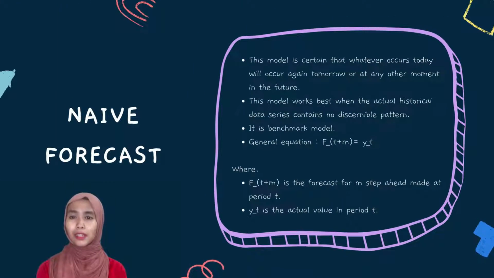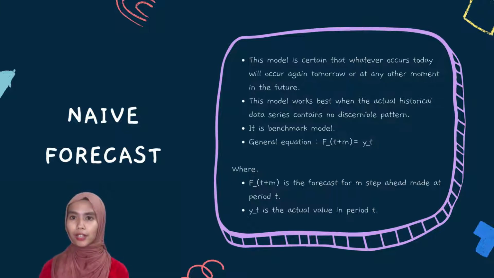Now we go to the method of analysis. There are many general classifications of single variable models, which are naive model, method of average, and exponential smoothing. In our project, we choose 4 models. That is naive forecast, naive with trend forecast, single exponential smoothing, and Holt's method. Now we go one by one.